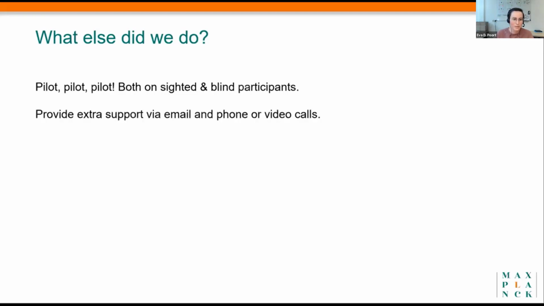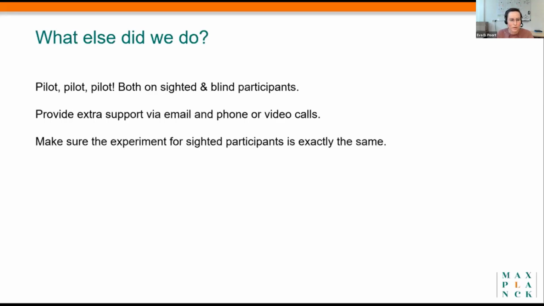As Simone did as well, we provide extra support via email and phone call, or preferably video calls, because as she said, participants can then share their screen with you, and you can basically guide them through the experiment at a distance. And then we also make sure that the experiment for sighted participants is exactly the same, and this kind of goes without saying, but I'm mentioning it anyway because it may require a warning to your sighted participants that nothing will be shown on screen during parts of the experiment, like the trials, because this is very counterintuitive for sighted people, and they might think that the experiment has crashed or something.